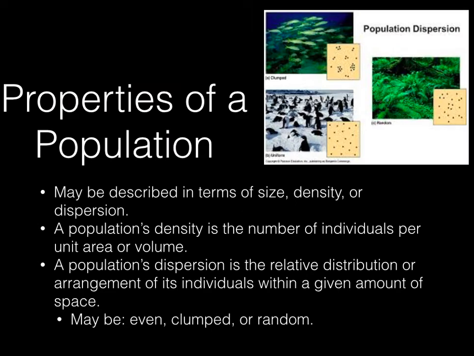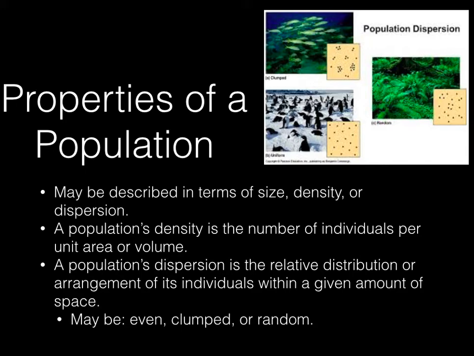So what are some different properties of a population? Remember, we have three different population dispersions. We have a clumped population, and these are more social populations, and they clump together to form a social group. A lot of times these are organisms that might be grazers, and it might be beneficial for them to clump together into a group in order to survive.